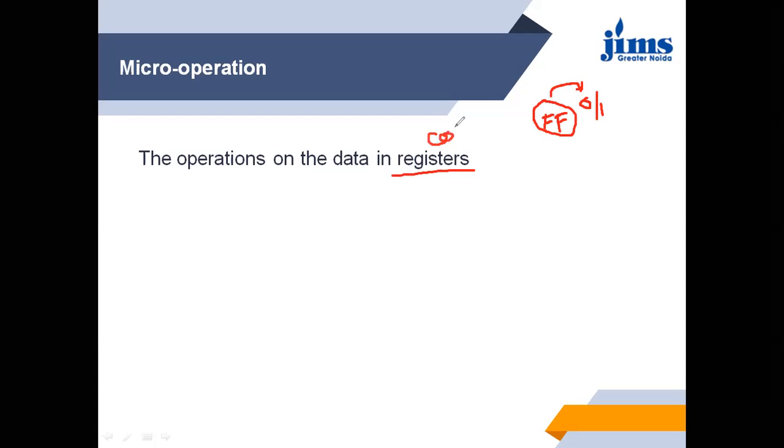And a register is a combination of flip-flops, which means it is also going to store data. How much data a register can store depends on its construction, that is, how many flip-flops we used in it. So now the operations that we are going to perform on the data stored in the registers.